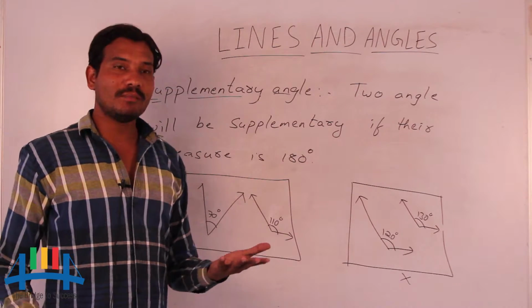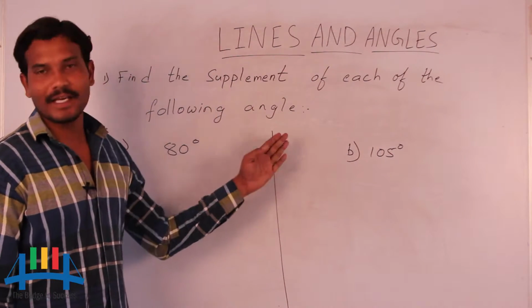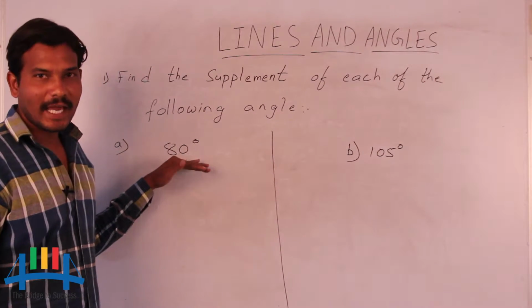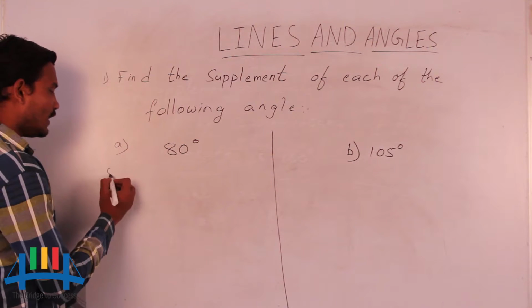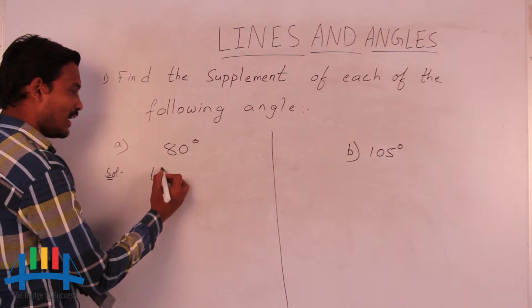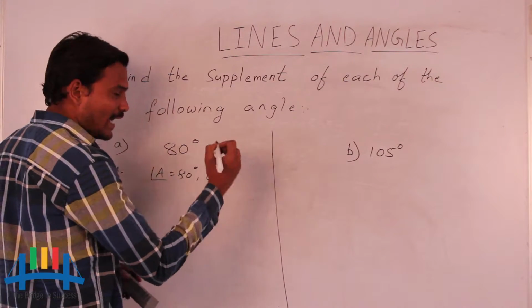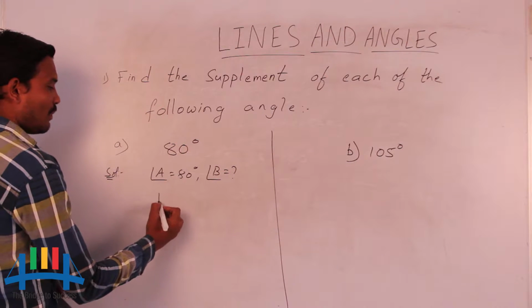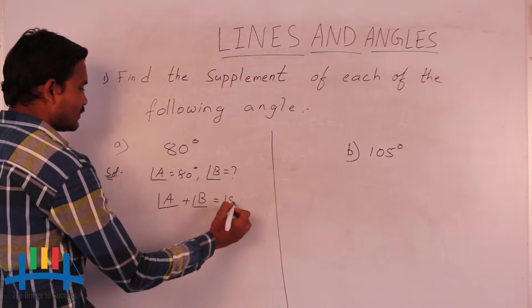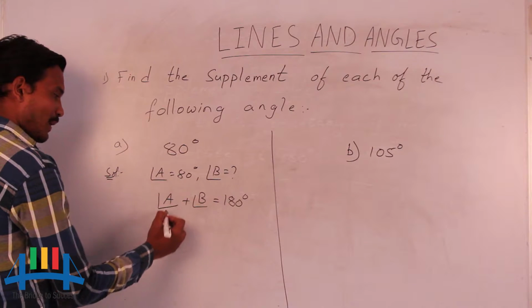Now we will discuss some problems depending on supplementary angles. Now we will find the supplement of each of the following angles. So here I considered the first question as 80 degrees. Now we should find the supplement for this 80 degrees. How? We know that the sum of two angles in a supplementary angle is 180 degrees. So let us consider angle A as 80 degrees and we don't know angle B. So angle B I will write as it is. We should find angle B. And we know that in a supplementary angle, the sum of two angles, that is angle A and angle B, is equal to 180 degrees. Now we have angle A value as 80 degrees, so I will substitute that 80 in the place of angle A.